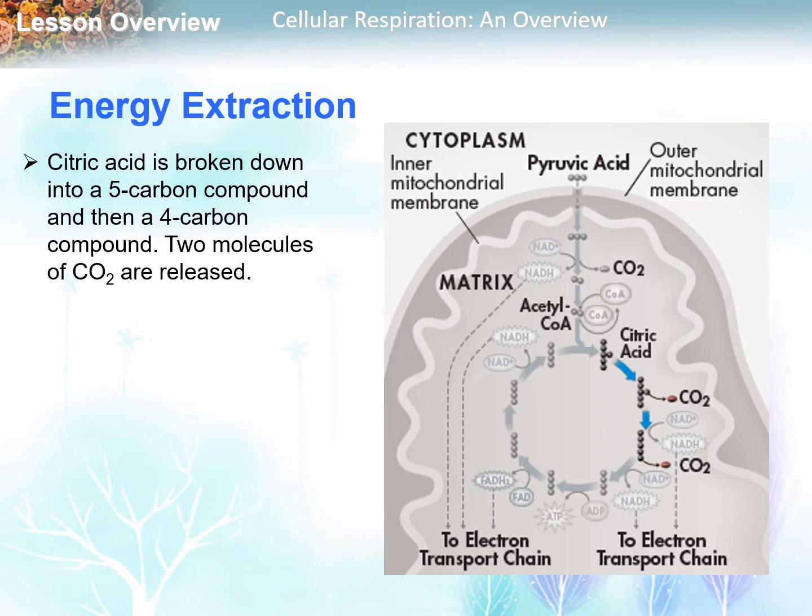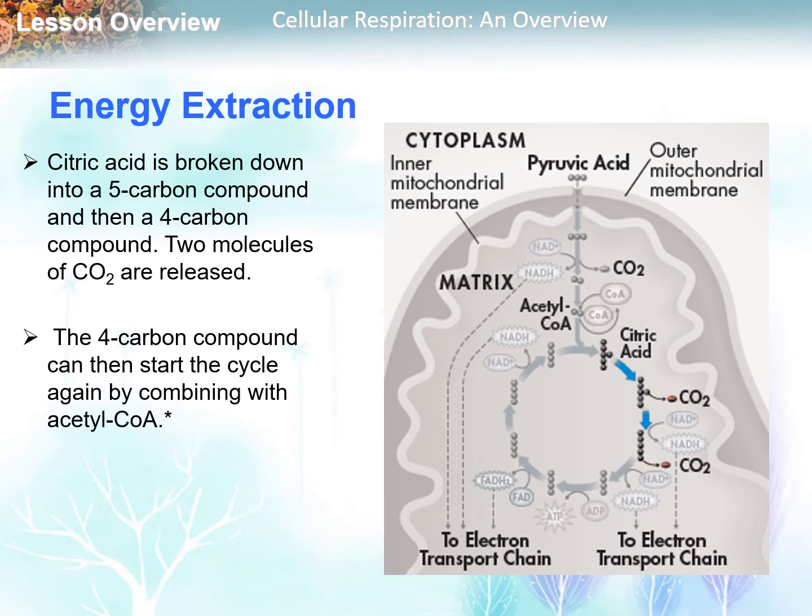So citric acid is broken down into a five-carbon compound and then a four-carbon compound. Two molecules of carbon dioxide are released. The four-carbon compound can then start the cycle again by combining with acetyl-CoA. So as you can see from the figure, from a six-carbon compound, it releases one carbon dioxide, reducing the six-carbon compound into five. Then again it releases one carbon dioxide, reducing this five-carbon compound into a four-carbon compound. And again, this compound will be used to start the process again.